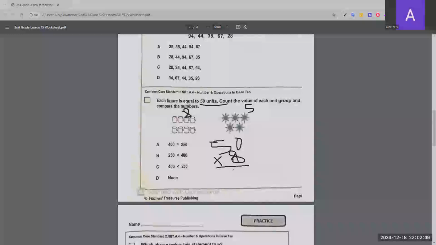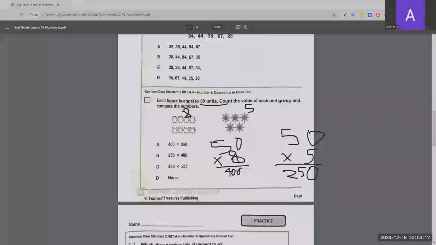8 times 0 is 0. And 5 times 8 is 40. So we have 400 for the coffee mugs. Now let's find out the number of units for the suns. 50 times 5, because there's 5 suns. 5 times 0 is 0. And 5 times 5 is 25.